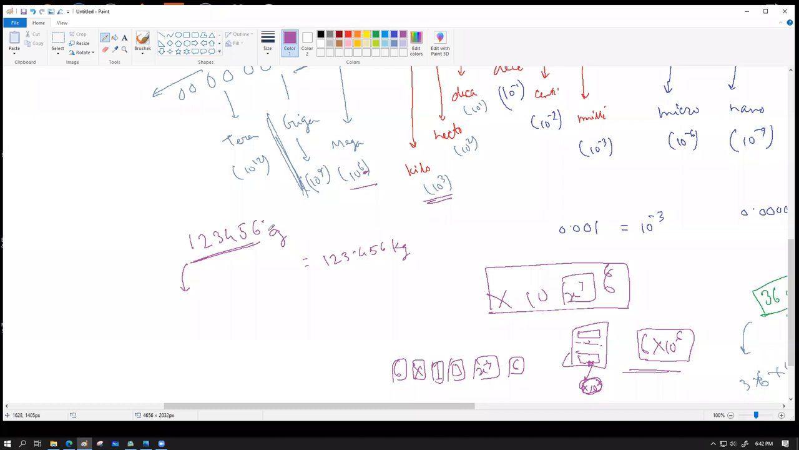To convert anything into mega, you have to move that number 6 divisions to the left. So count 1, 2, 3, 4, 5, 6. So the point should come over here. That's another shortcut way to do this. Dividing by 10 to the power 6 is the same as moving the decimal point 6 divisions to the left.